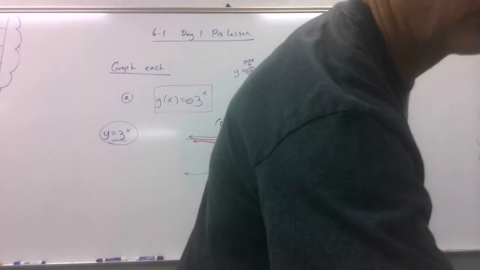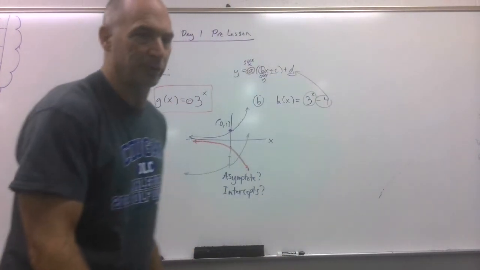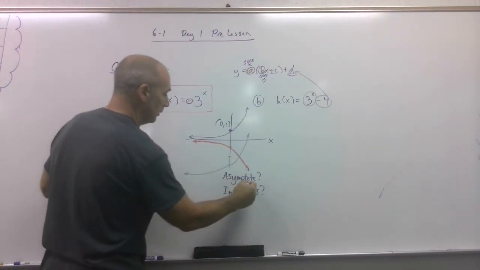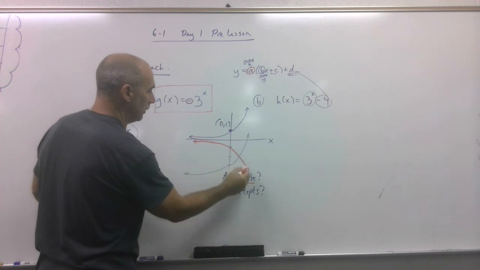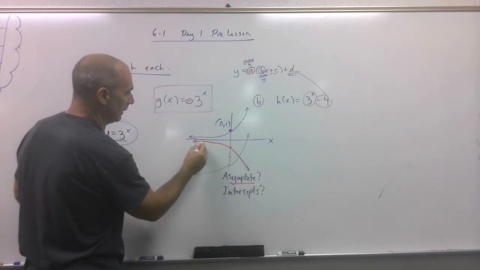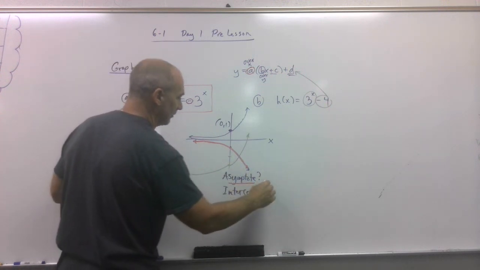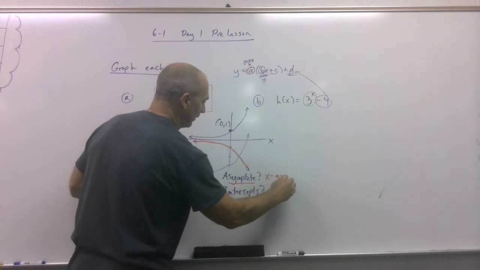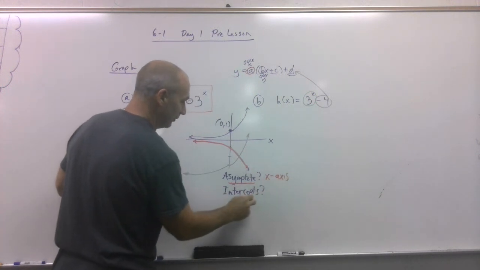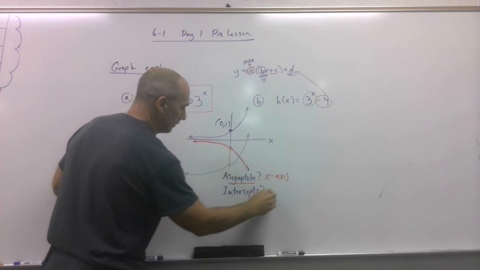So I'm going to take care of the easy question before I run out of time, and that's, is there an asymptote for the red one? Yeah, you can see it's coming up and it's trying to touch the x-axis, so it's the x-axis. Now, are there any intercepts? Yeah, it's right there, (0, -1).